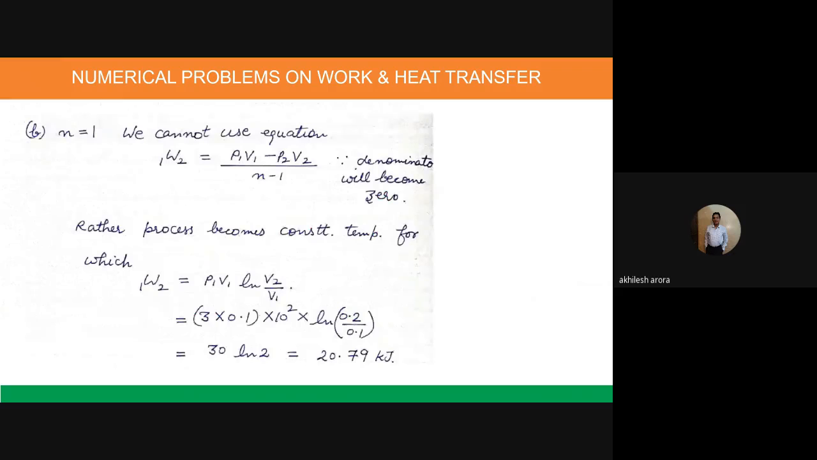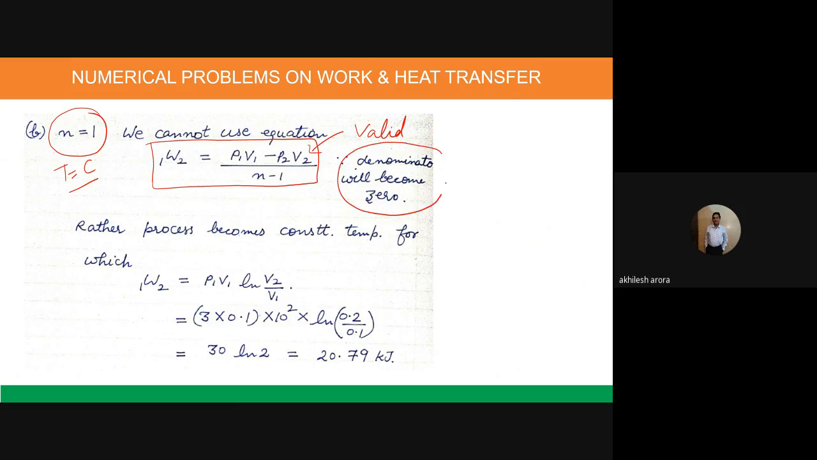Now let us take the second case when the value of n is given as 1. When n is equal to 1, it means the temperature is constant. So if we try to use this particular equation, where W1 to 2 is equal to P1 V1 minus P2 V2 divided by n minus 1, and this is a valid equation for every process where the value of n is given. But in this particular case, the denominator will become 0.